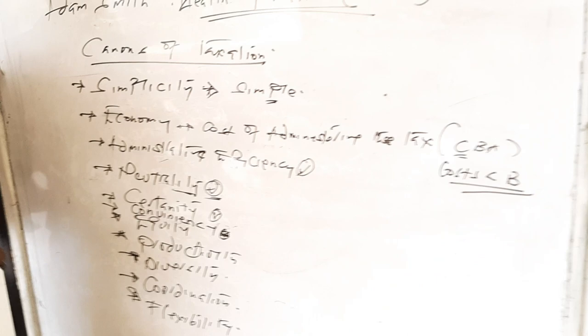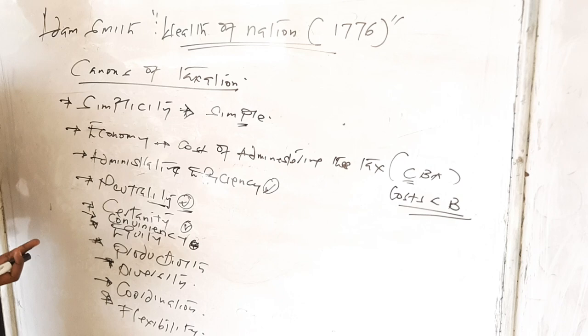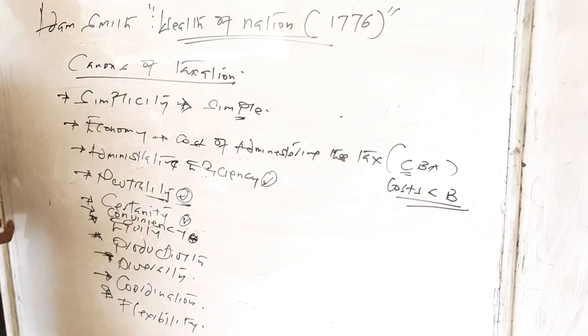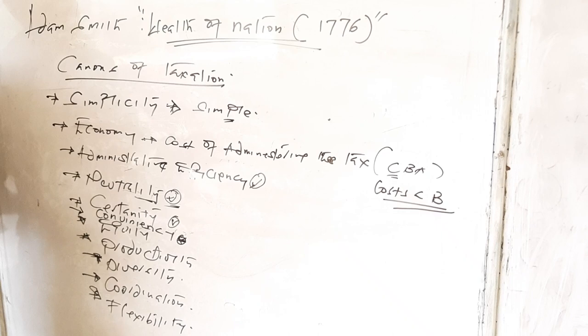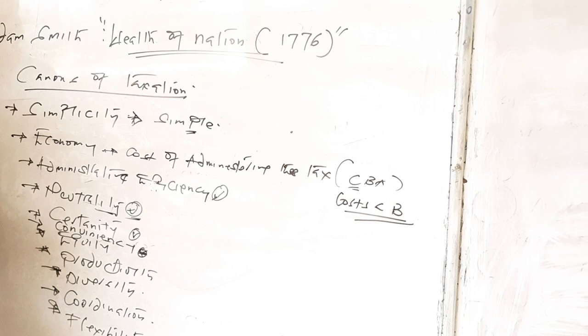So the method and the frequency of payment should be convenient to the taxpayer. For instance, PAYE, which is pay as you earn tax, may discourage tax evasion. For example, it may be difficult for many taxpayers to make a lump sum payment of the tax at the year end. For such taxes, the evasion ratio is quite high.